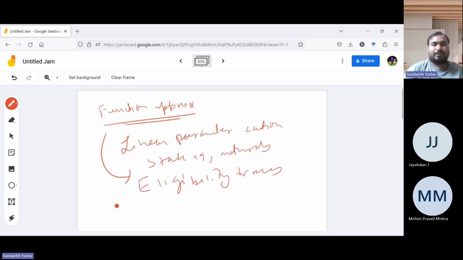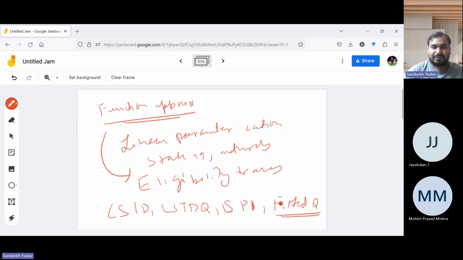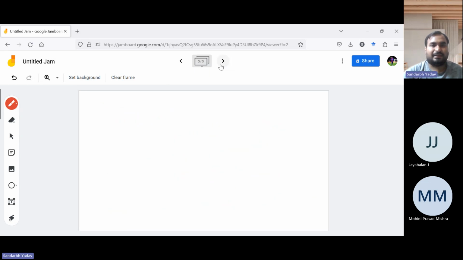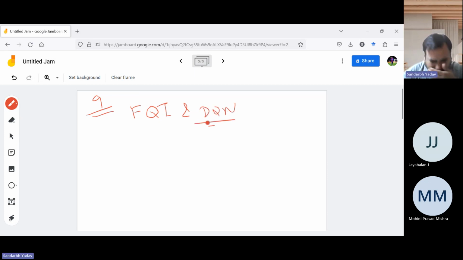And then finally we saw some algorithms: LSTD, LSTDQ, also LSPI, and finally the only model-based algorithm discussed in this course, which is fitted Q iteration. Again, in week 9 this fitted Q iteration was discussed. Also DQN was discussed, the deep Q network. So these are value-based methods.